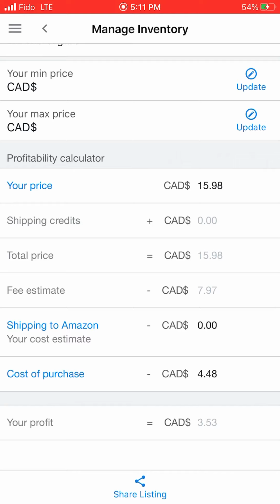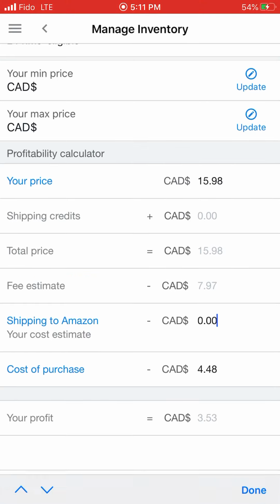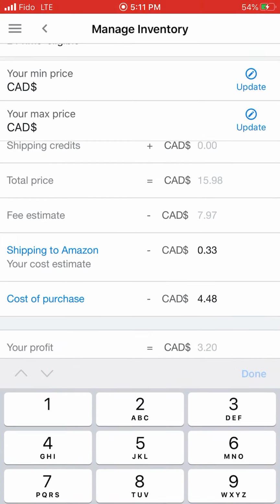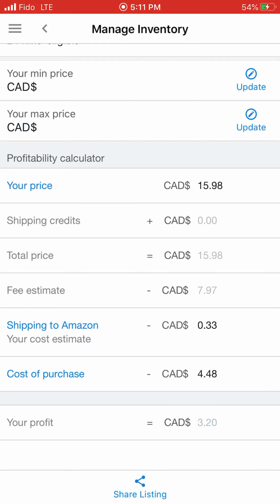Now, I've done boxes that have had a lot more units inside. I've also done shipments. Just my last shipment was 25 boxes out of my home. So when you ship that volume of units, you actually will come down on your shipping costs. But for sake of ease of math, we'll use 33 cents per unit. So for each one I ship to Amazon, it's going to cost me 33 cents. My total profit is $3.20 here. So I'm going to make $3.20.